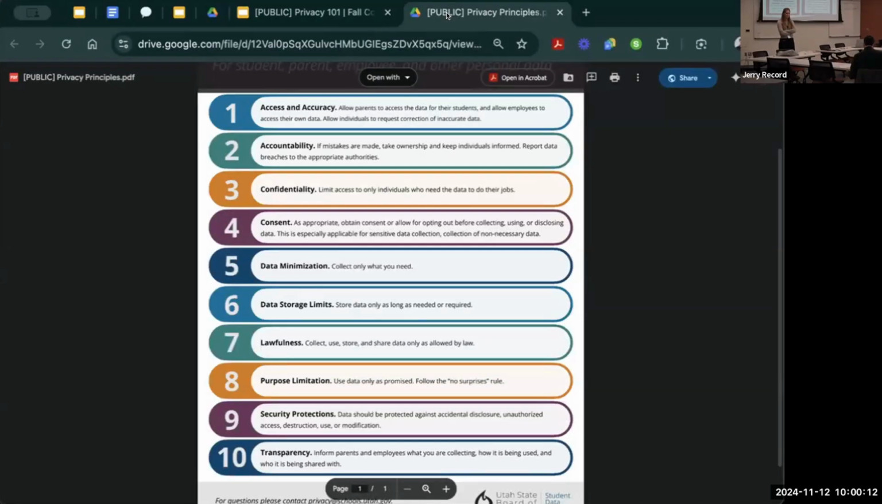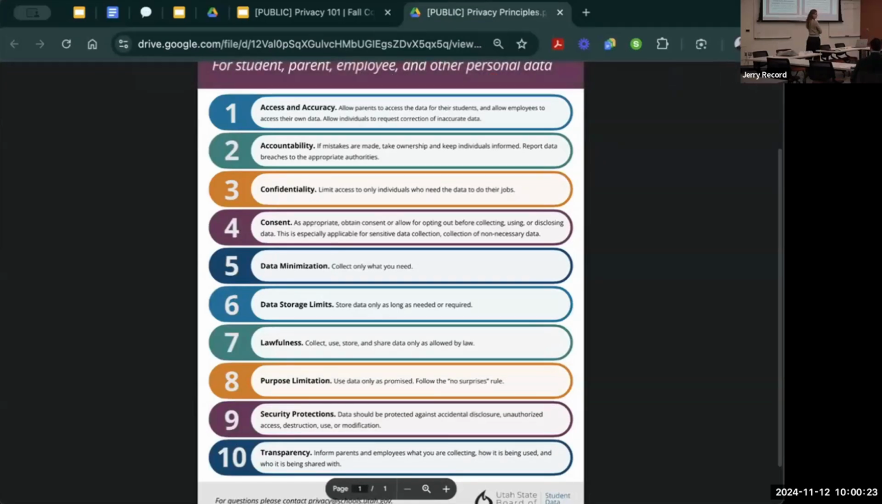How does the Student Data Protection Act and working with vendors apply to the list that we see here, 1 through 10? Okay, we've got a whole bundle of them. I'm seeing security protections. I'm seeing purpose limitation. I'm seeing lawfulness. Yes, I very much agree.